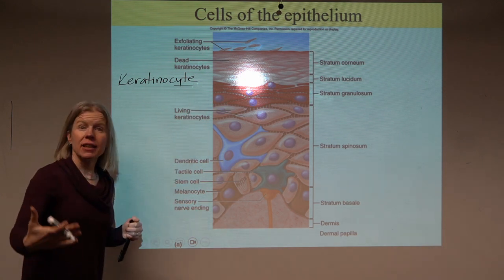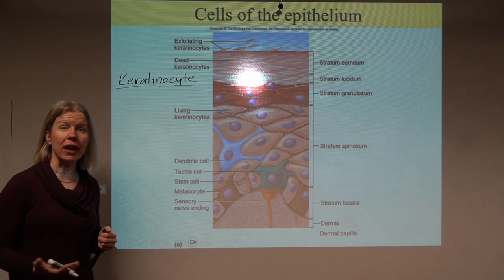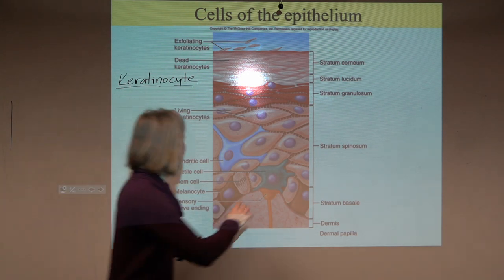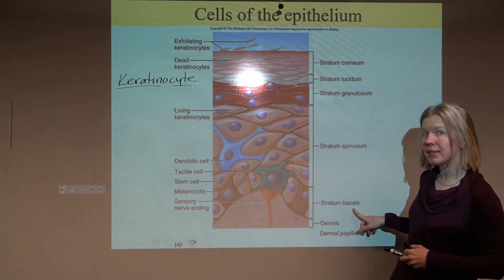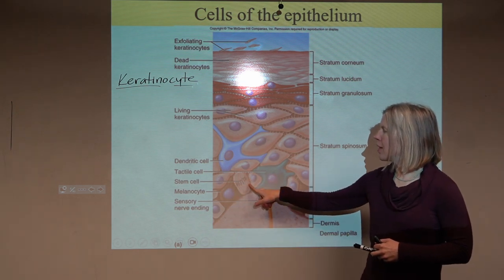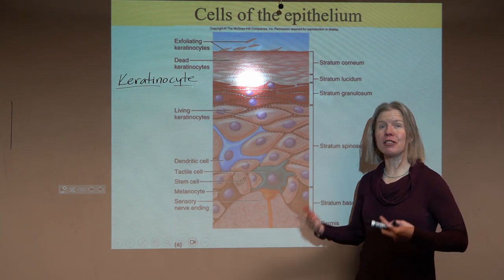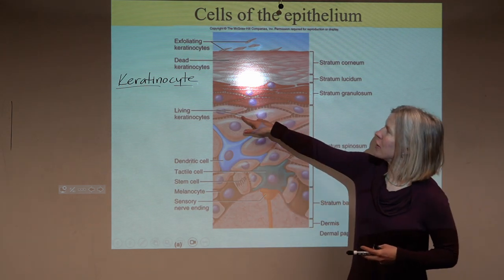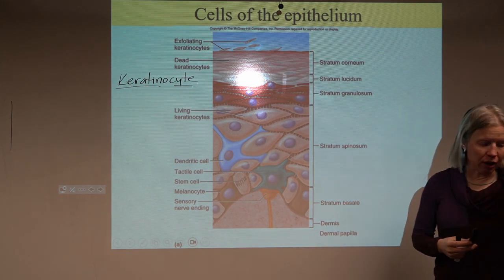Now that ending, cyte, tells you cell. Keratin is a type of protein, right? And these are going to be cells that get filled with this protein. So we'll first see these keratinocytes in the very deepest layer, in the stratum basale, right? Think basal, ground floor, because these stem cells found in the stratum basale are constantly dividing and producing more and more keratinocytes.